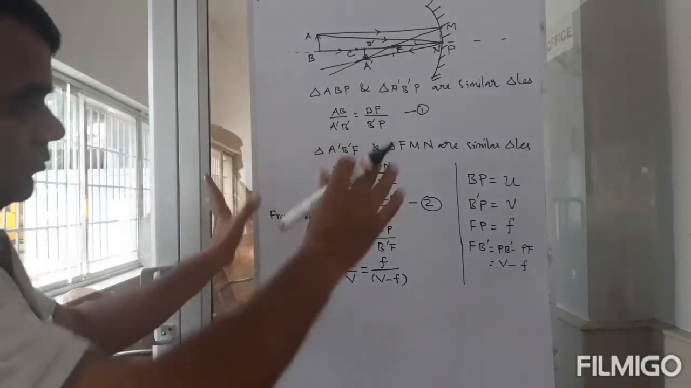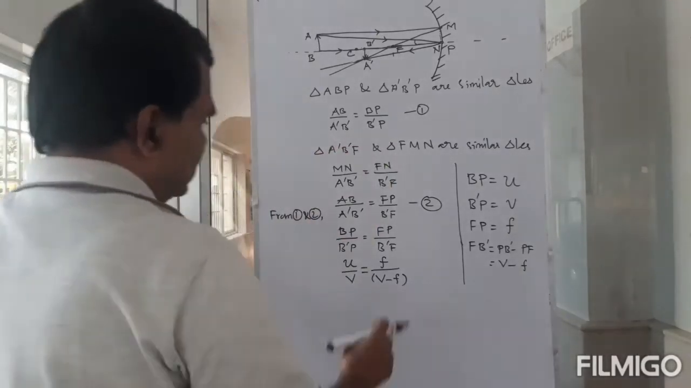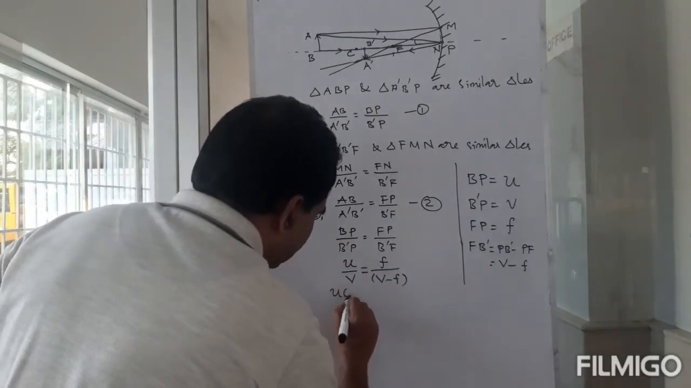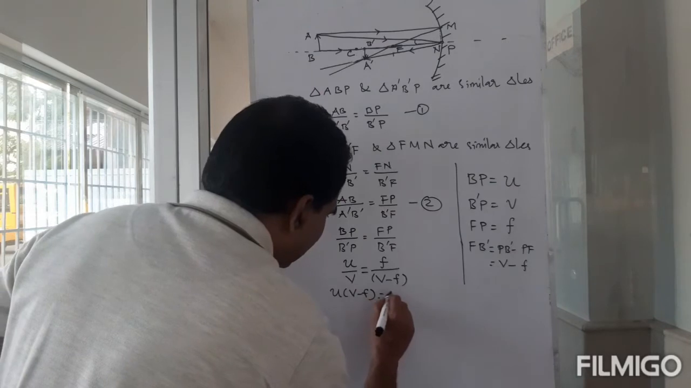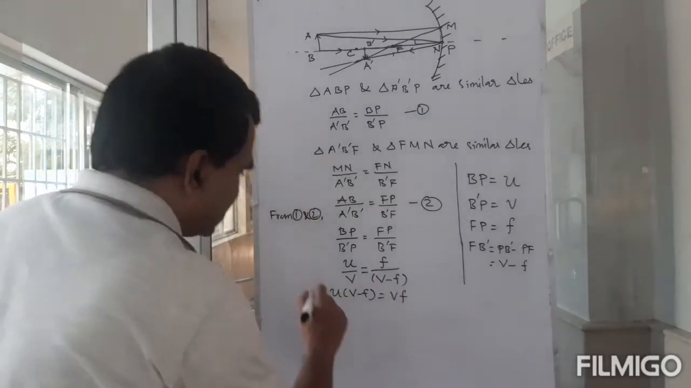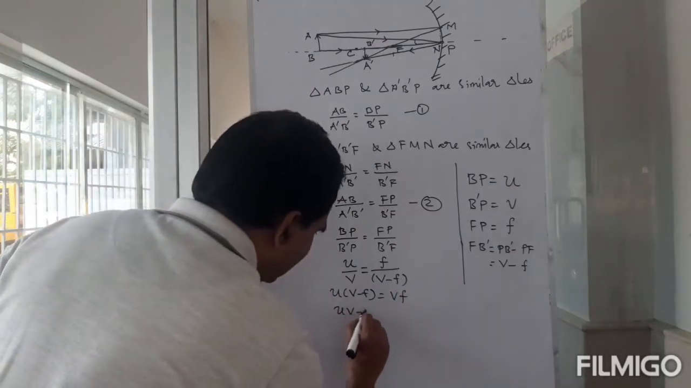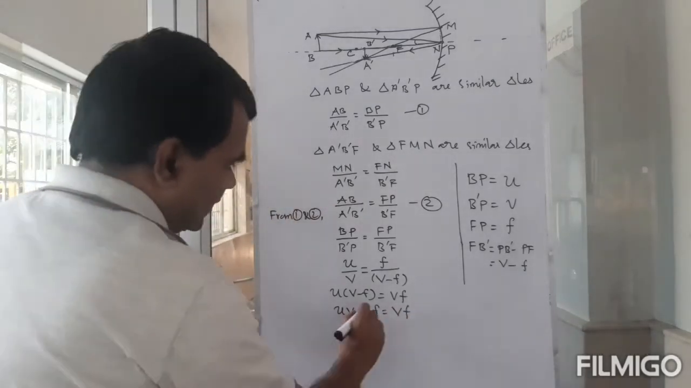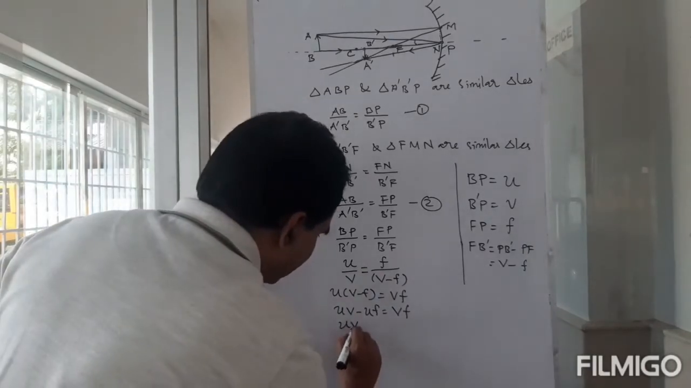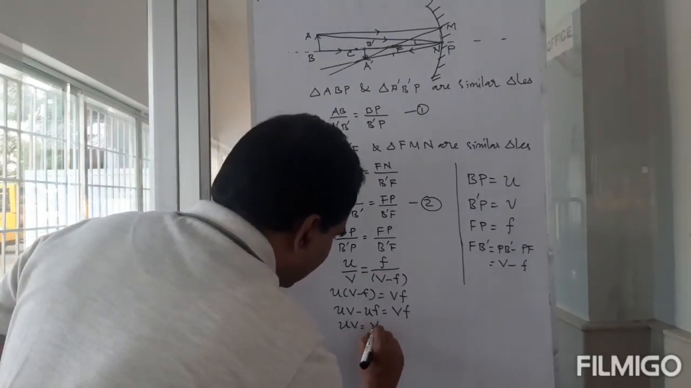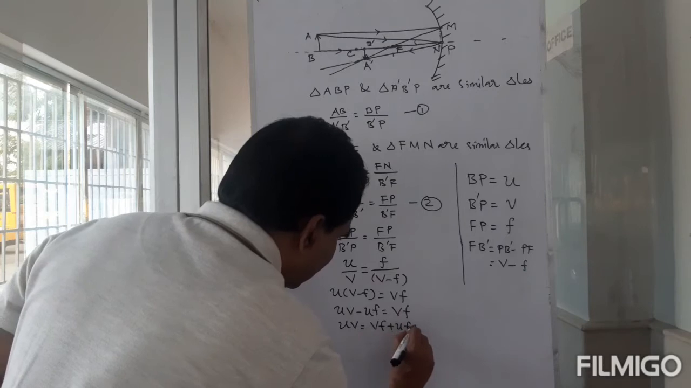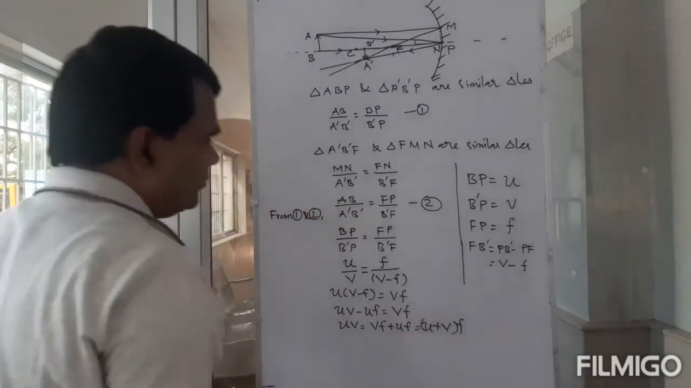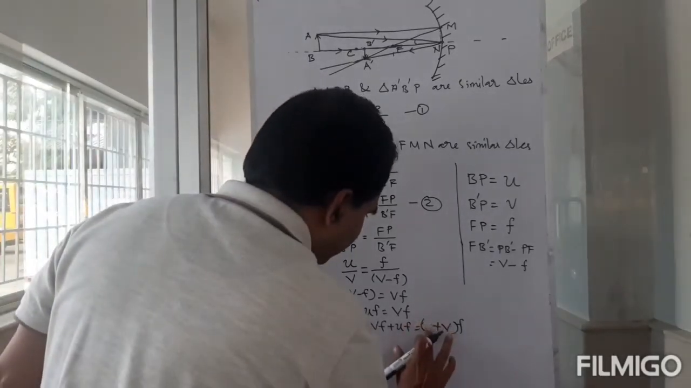So this is what you get. Now solve for F. What do you get? I take this here, I get U into V minus F equals VF. Multiply, UV minus UF is equal to VF. Then take it there, UV is equal to VF plus UF, which is U plus V times F.